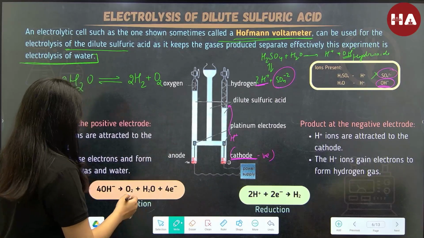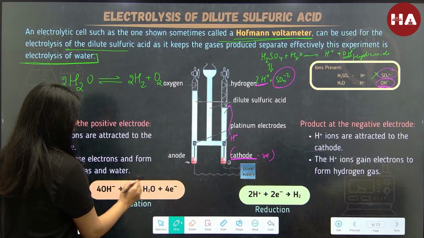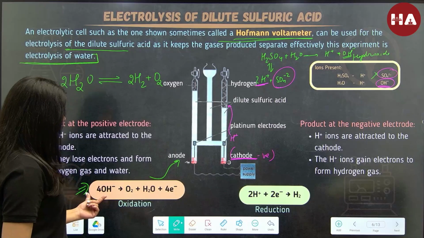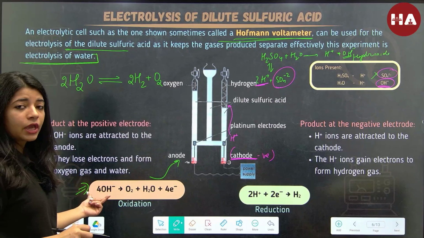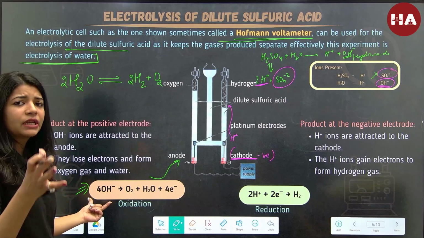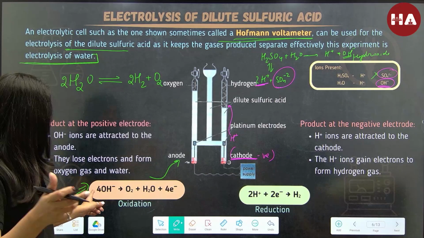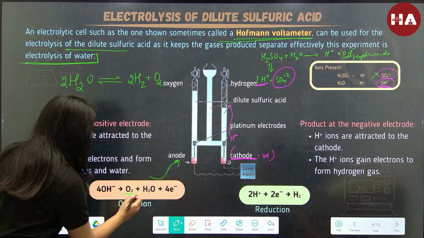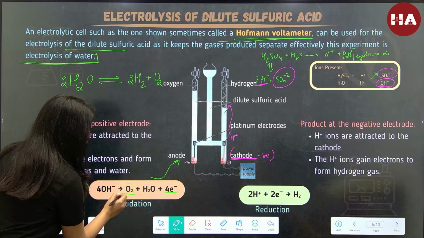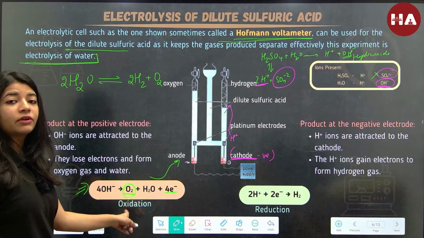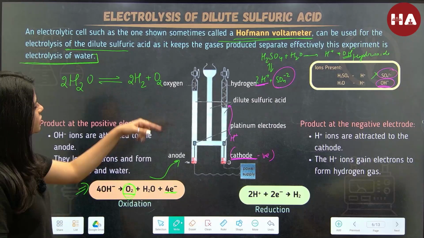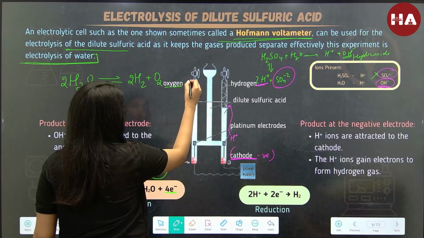And OH minus ions, when they are discharged at the anode, what will happen? They will lose electrons because they are negatively charged species, and hence they will become neutralized and electrons will be given out. So oxygen gas will be produced. Can you see the reaction? Oxidation half reaction. Oxygen gas will be produced. Can you see this much?